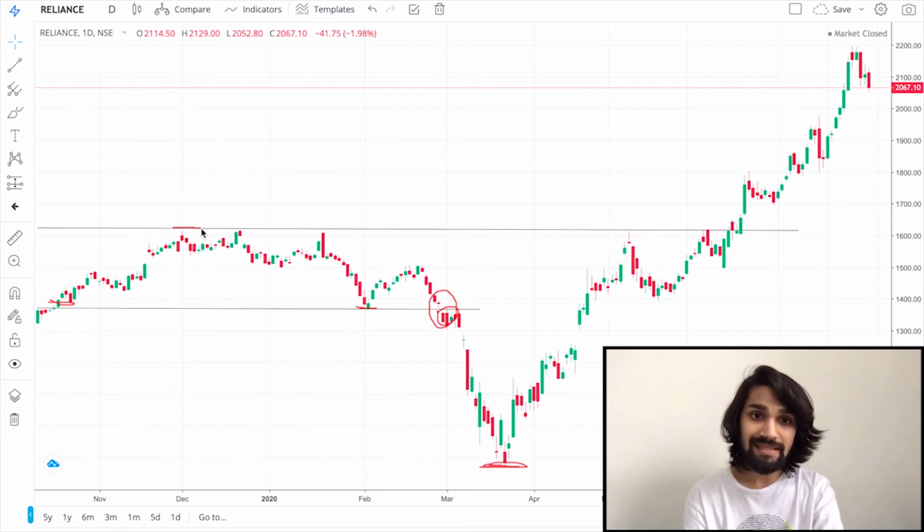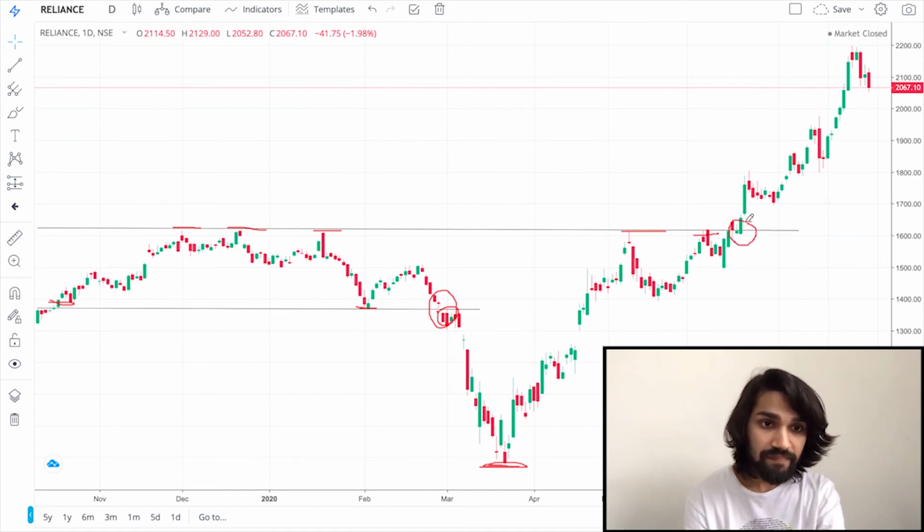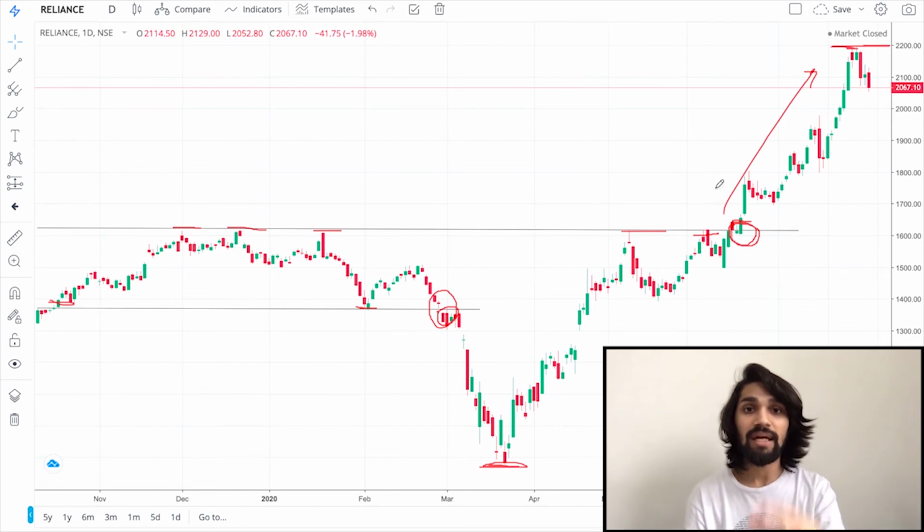Similarly, there was a resistance here, and this is quite a strong resistance. It tried to cross this resistance once, 2 times, 3 times, 4 times, 5 times, around 1600. But when it broke this resistance, see where the price went, till 2200. So that is the concept of support and resistance.